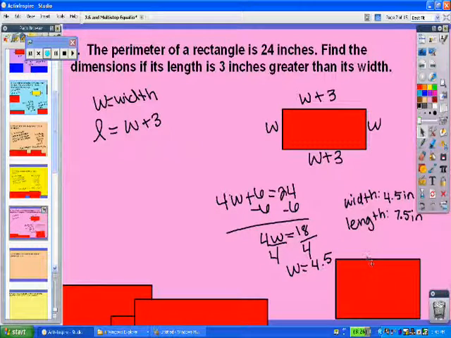So then the final answer, the width should be 4.5. And when I add 4.5 plus 3, I get the length is 7.5. Hopefully we all got the decimal answer on this one. Alright, on to the next one.